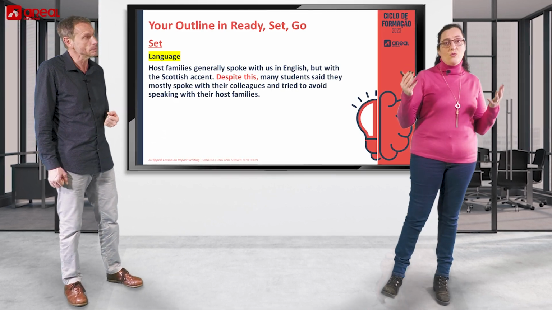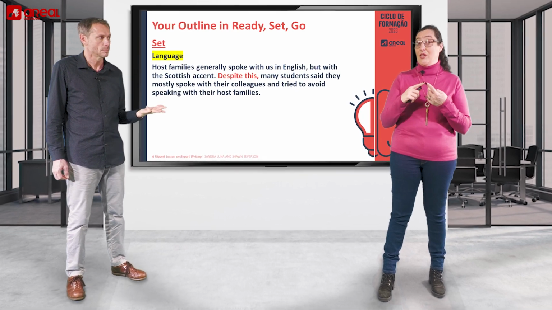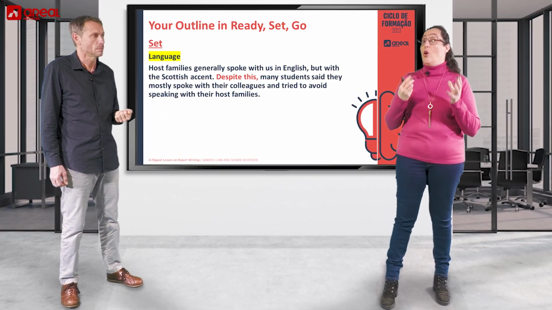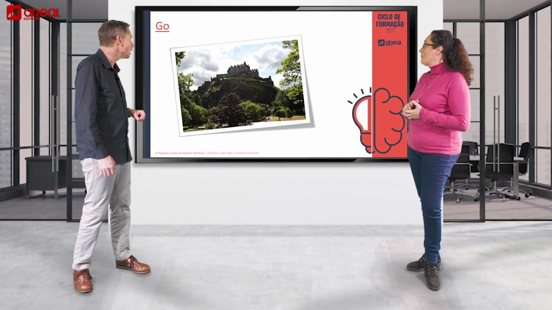So when you're writing a report, you need to balance the good and the bad. And to do that, you use words like but, however, despite, although, in spite of. All these words show contrast, which is what you want to do when you're showing the good and the bad. Exactly right. And so that's the set part. Now let's go to the go.